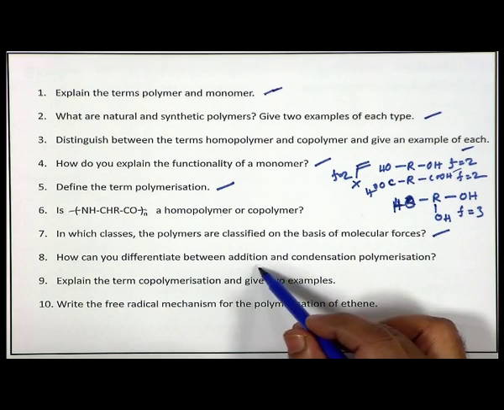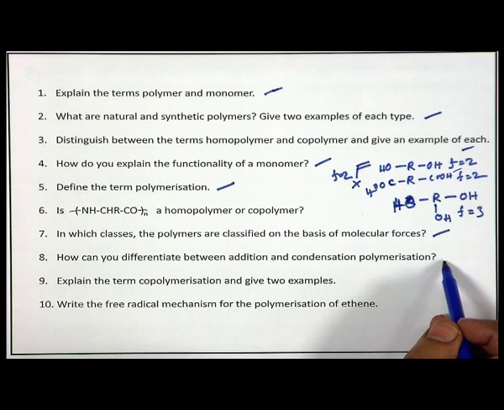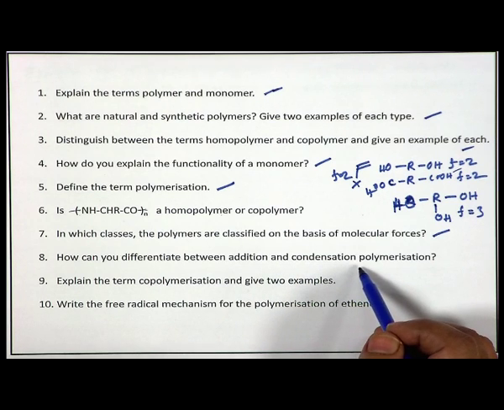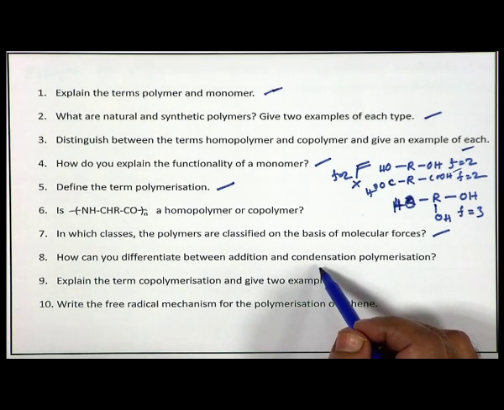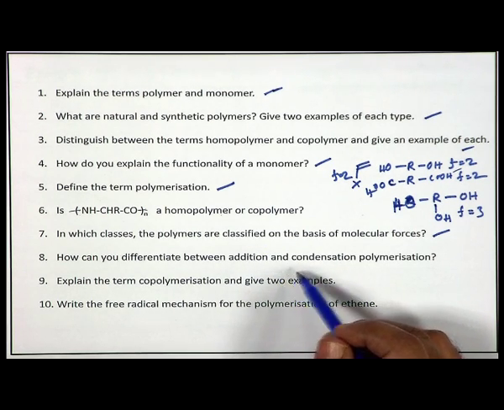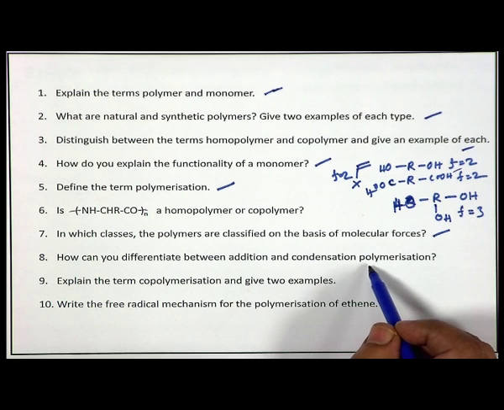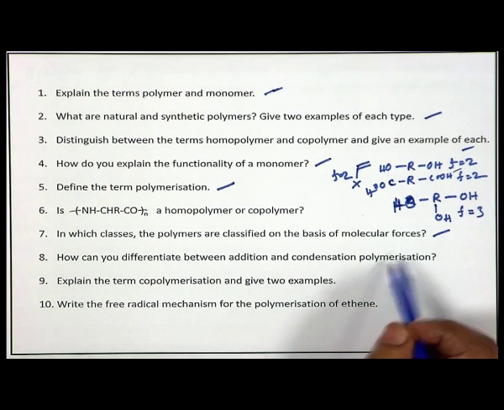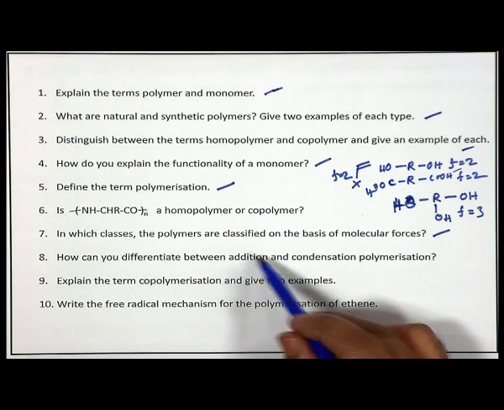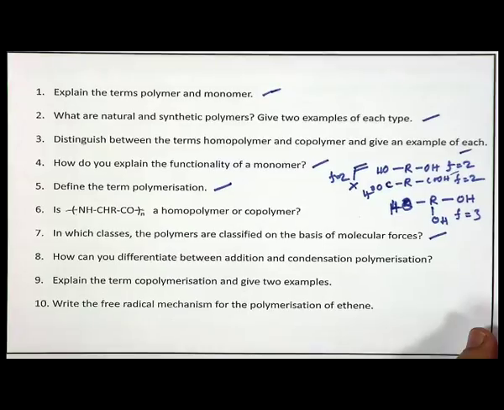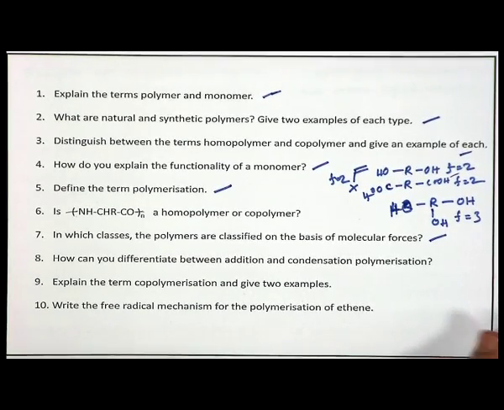How can you differentiate between addition and condensation polymerization? Of course, you have to know the monomer and the polymer. If the polymer is formed just by adding the monomers one after another, then you have an addition polymer, and if the polymer is formed from the monomers and some small molecules like water or methanol go out, then we have a condensation polymer. So, the polymers formed by addition reactions are called addition polymers, and the polymers formed by condensation reactions are called condensation polymers.